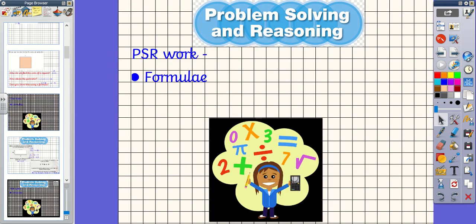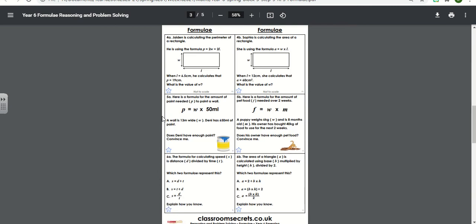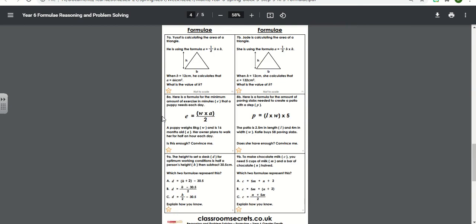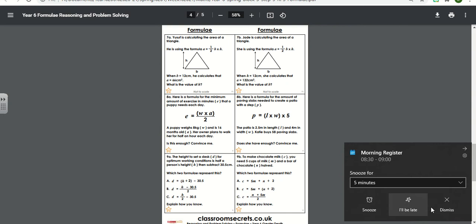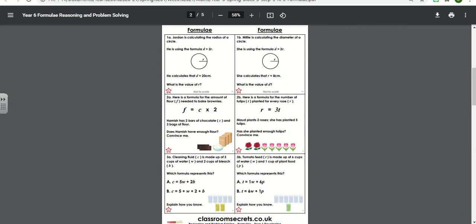Okay then, so your problem solving and reasoning questions are here. So bronze questions 1, 2 and 3, silver questions 4, 5 and 6, and gold question 7. Have a go at as many questions as you can, and if you are stuck, remember to ask your teacher.